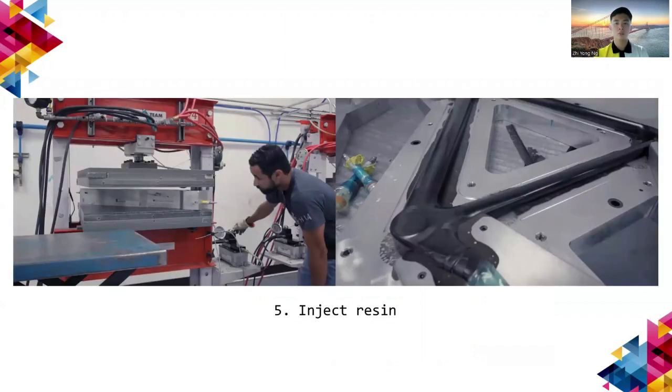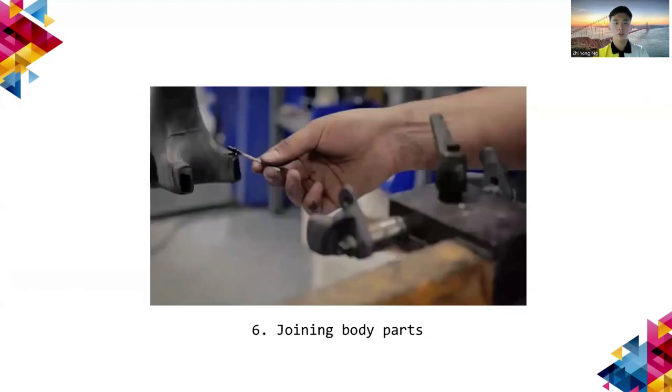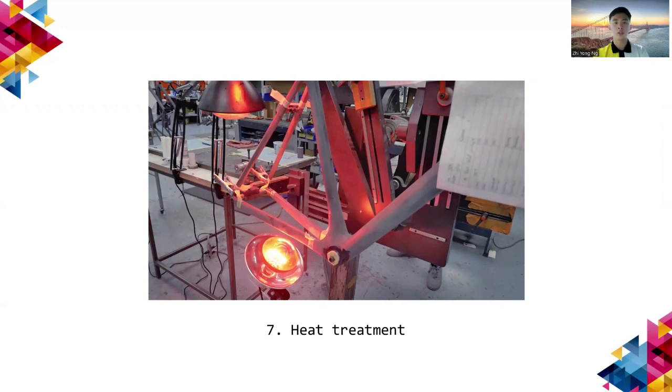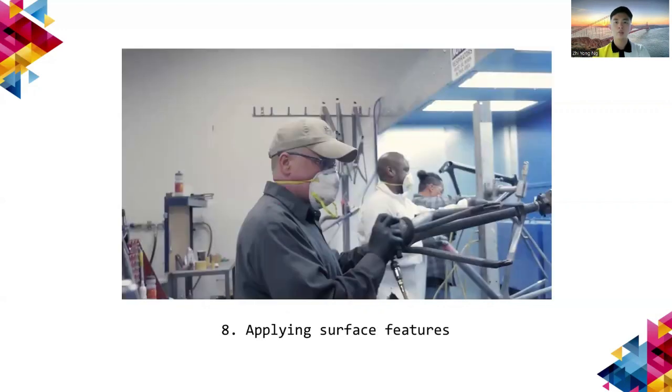After the mold has been taken out from the debulking process, it is taken for resin injection. After the resin has been injected, the part can be removed from the mold and prepared for joining with other body parts. After the components have been assembled, the body frame will go through a heat treatment process by infrared lamps. After the heat treatment process, the body frame will be taken for applying other surface features such as drilling holes and the sanding process.